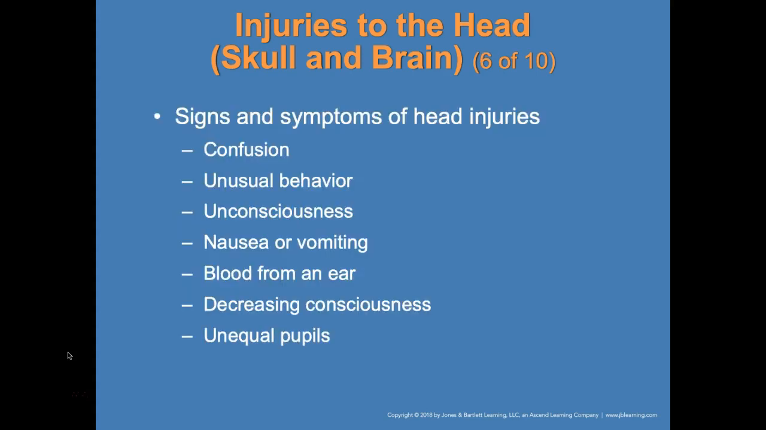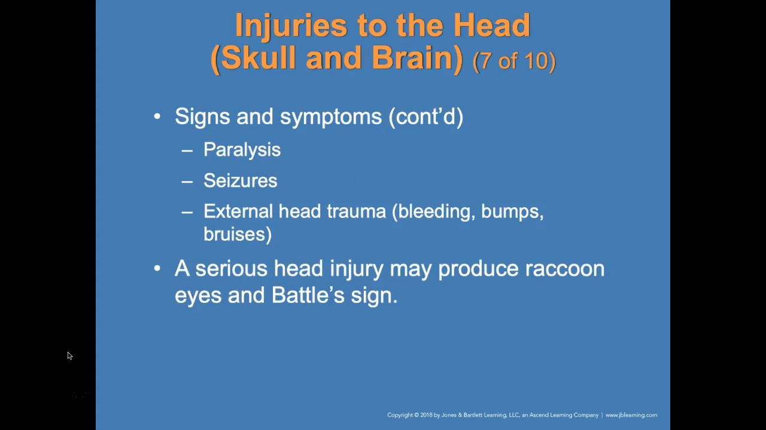Some signs and symptoms of head injury. We're going to have confusion, unusual behavior, unconsciousness, nausea, vomiting, blood from an ear, decreasing consciousness, unequal pupils. So if you notice, these are all depressed. So the attitude of the patient would be more depressed, they're not hyper, they're not agitated. These are a lot of lower functions. They're sleepy, they're tired, they're unconscious. Just remember that. Might also see paralysis, seizures, external head damage trauma, so bleeding, bumps, and bruises.